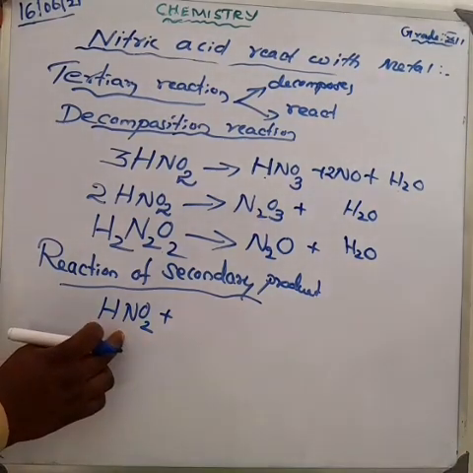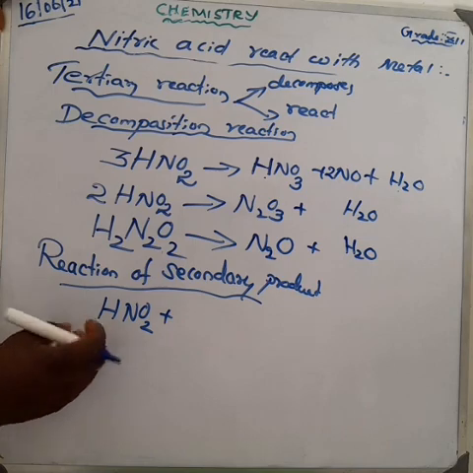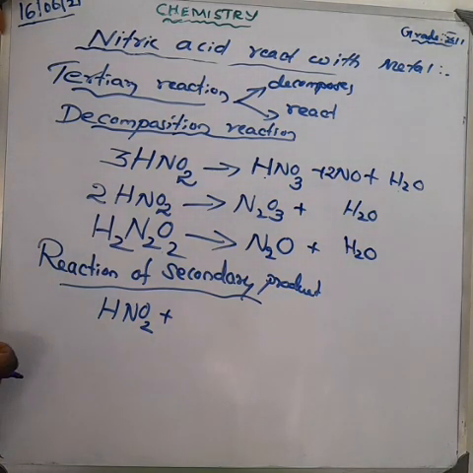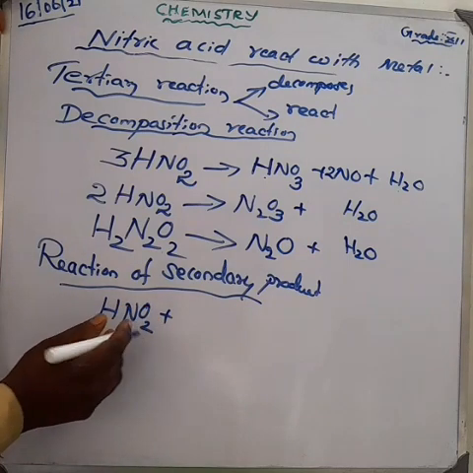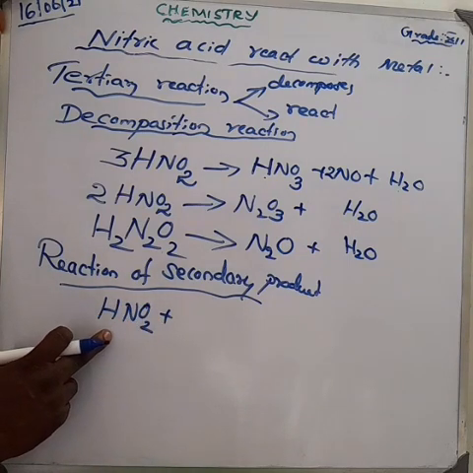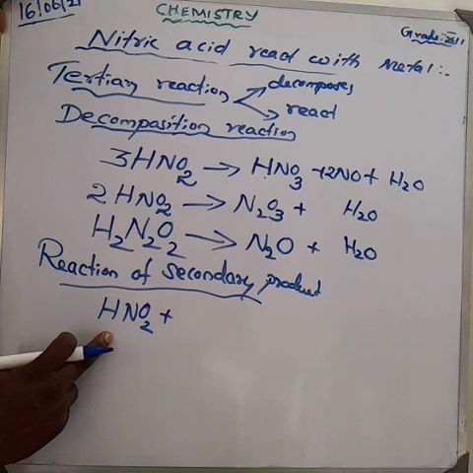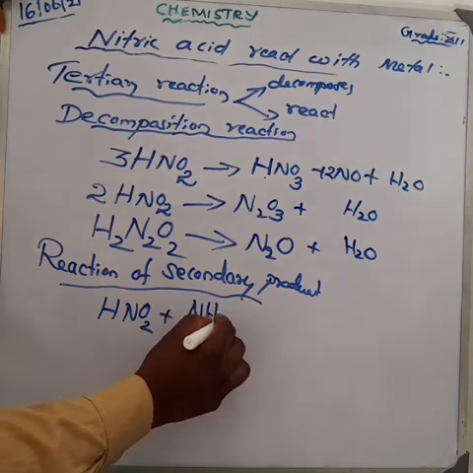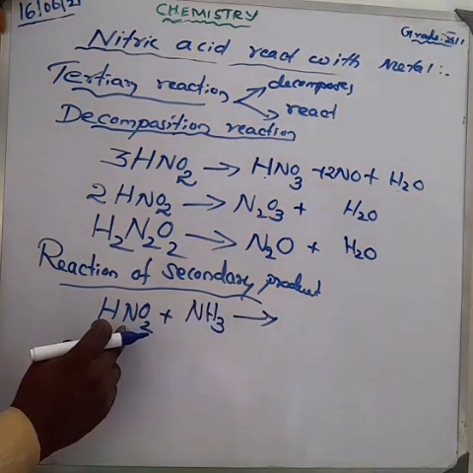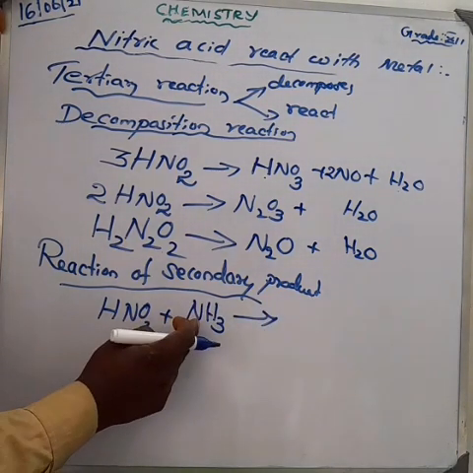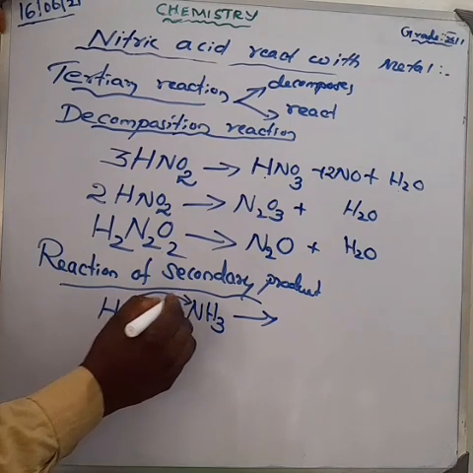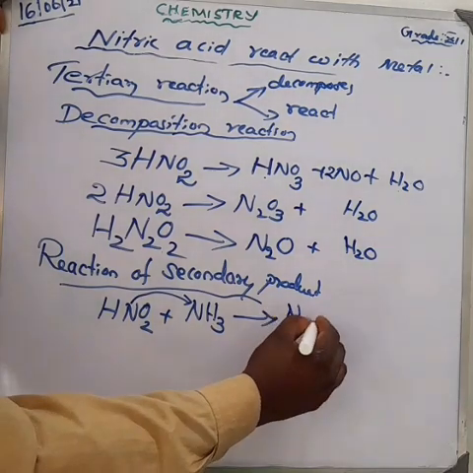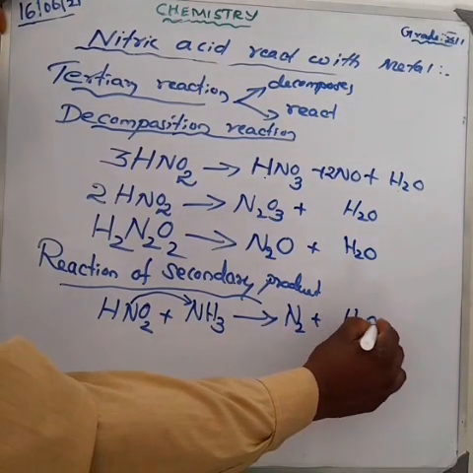First, I am reacting with nitrous acid. These are reactions of secondary products. What happens? The secondary product reacts with nitrous acid. Okay, first one I am taking: nitrous acid. What is the formula? HNO2. Reacts with ammonia. What is the formula? NH3. Am I right? NH3 gives our expected product, which has two nitrogen. We get nitrogen molecule, and also the hydrogen combines with oxygen, we get water molecules.